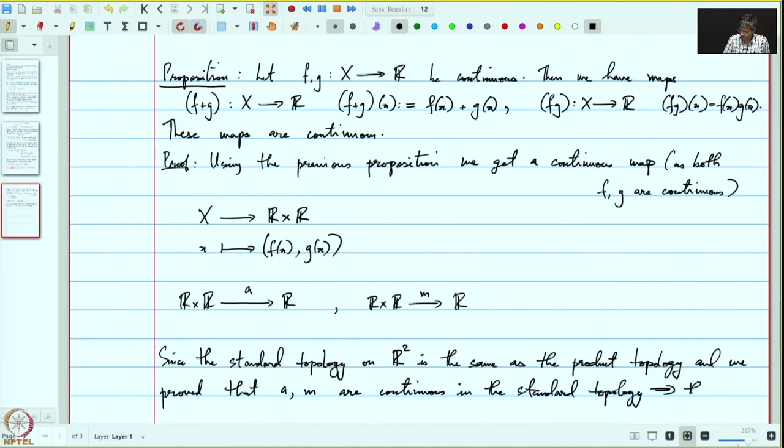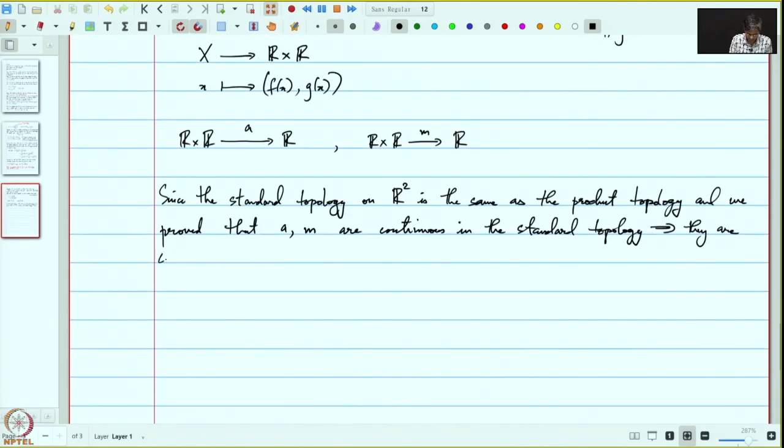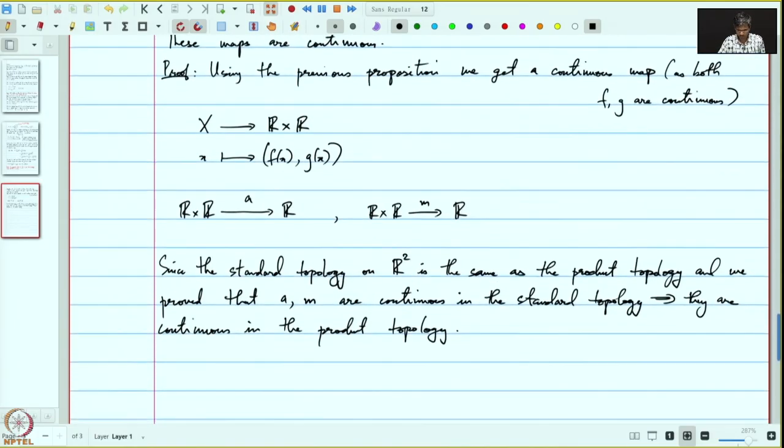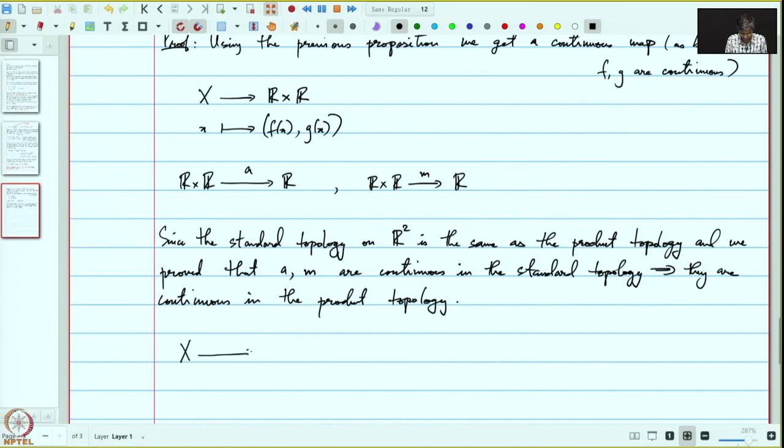This implies that they are also continuous in the product topology. Right? So therefore, what we can do is we can look at this is F. And we have the addition map, and we have X2, we have the multiplication.